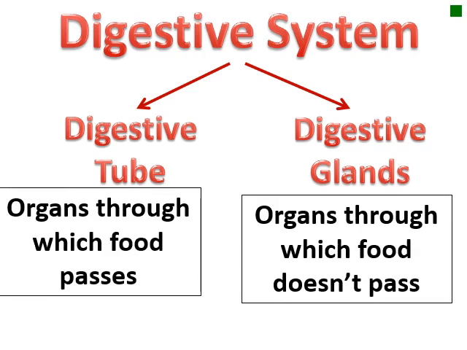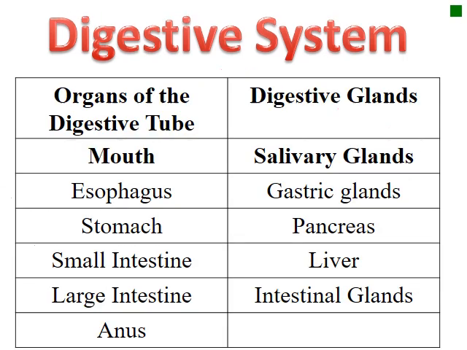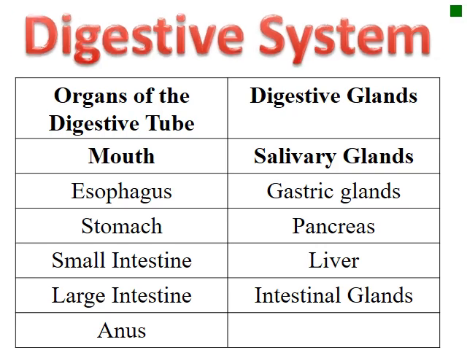Digestive tube, organs through which food passes. Digestive glands, organs through which food doesn't pass. The digestive system includes organs of the digestive tube and organs of the digestive glands. The digestive tube organs are the mouth, esophagus, stomach, small intestine, large intestine, and finally the anus. While in the digestive glands we have the salivary glands, gastric glands, pancreas, liver, and the intestinal glands.